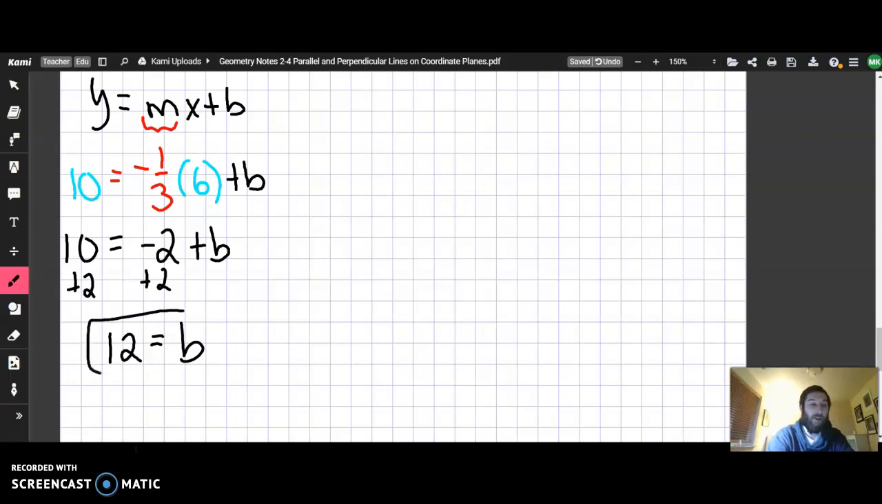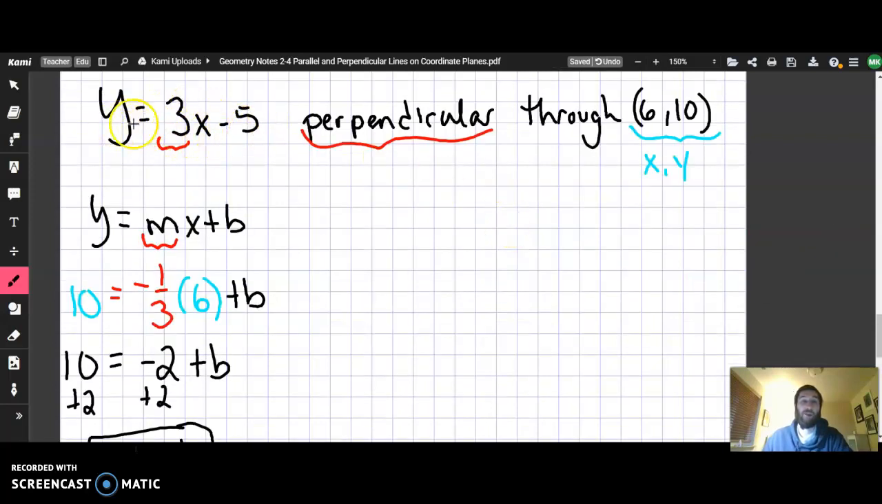And since our value b is 12, we now know our equation. That is going to be perpendicular to y equals 3x minus 5 and going through 6, 10. That's going to be y equals -1/3, keep track of that slope because it's perpendicular, x plus 12.